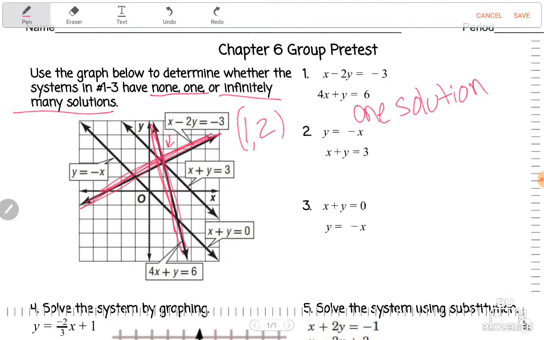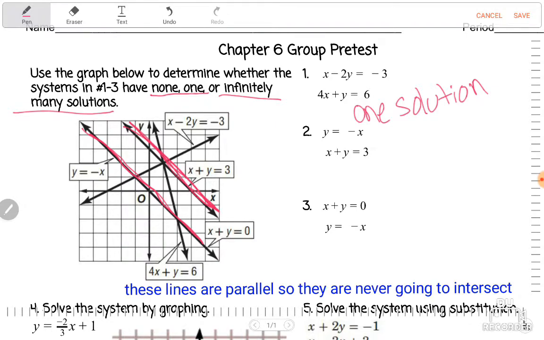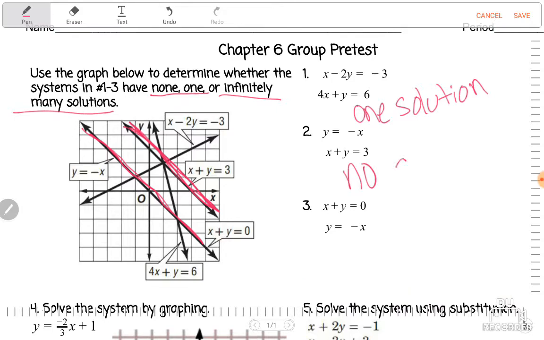Okay, for number 2, let's erase this. Looking at y equals negative x, which is this line, and x plus y equals 3, which is this line. You should be able to tell those lines are parallel, which means they're never going to intersect, so we say there's no solution.